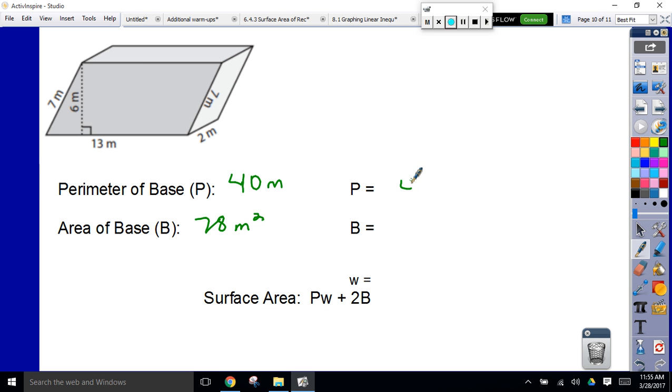The perimeter of the base is 40. The area of the base is 78. What is W for this? Casey? 2. Good. W is the length of the segment connecting the two bases, so it's 2. Okay, and then we would just fill all that into the formula, which I'm going to skip for right now because we're running low on time. So you would just put it in the formula.